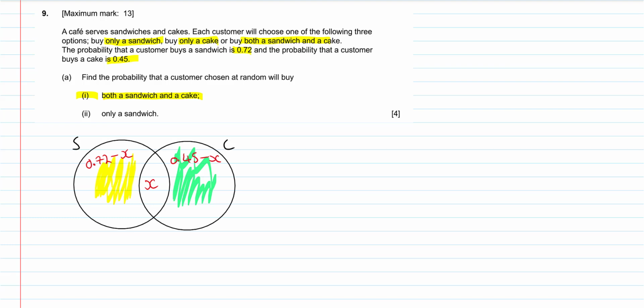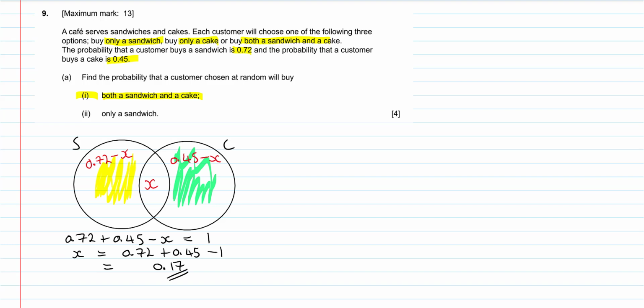So if we add all those up and set them equal to 1, then we can solve for X. We'll write out that equation. We have 0.72 plus 0.45, and then minus X plus X minus X, so just minus X, and set that equal to 1, because the sum of all the probabilities is going to equal 1. Rearranging to find X, X is equal to 0.72 plus 0.45 minus 1, and working that out, X is equal to 0.17. So that's the answer for A, part 1.